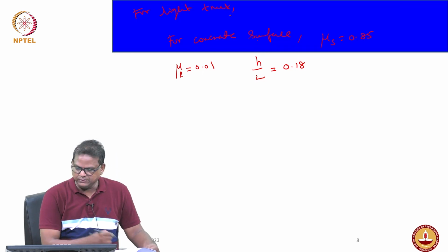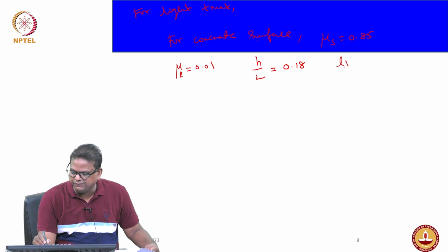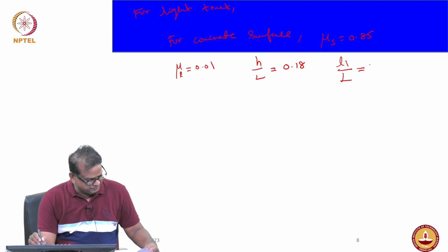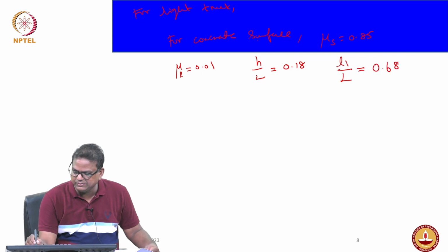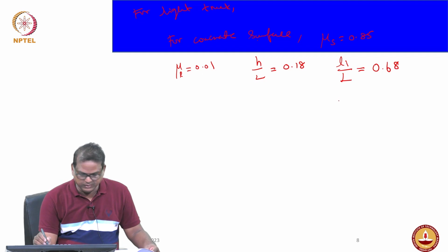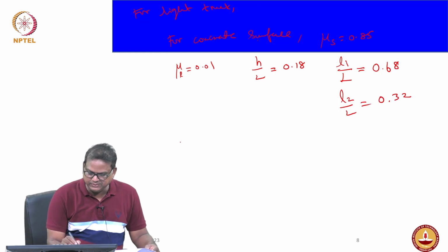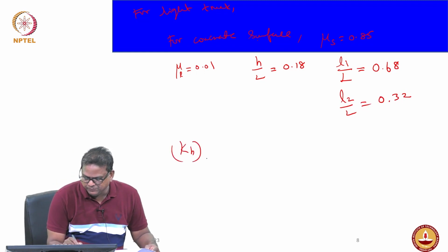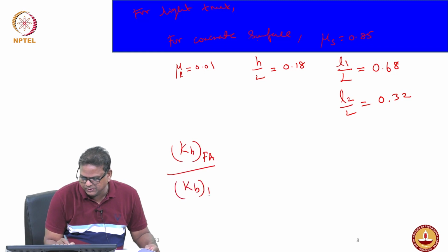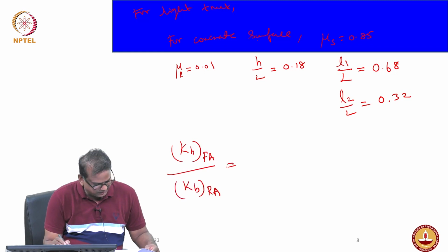Okay. So then the static load at the front axle, L1 by L, equals 0.68. I think this should be the rear axle thing, okay, and L2 by L equals 0.32. So can you tell me what is the proportion, KB front axle, KB rear axle?